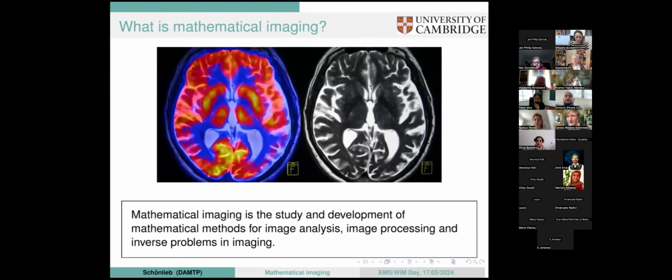And by the way, this is a definition that I came up with. So maybe if you ask different people, this will vary slightly. But for me, mathematical imaging is the study and development of mathematical methods for image analysis, image processing, and inverse problems in imaging. And I would say what makes these image analysis and processing methods very different to what engineers or computer scientists are developing is that we are really interested in understanding how these methods work, when they fail, and what kind of solutions they are able to produce. Yeah?